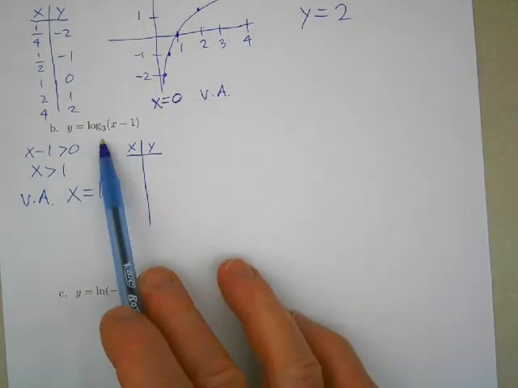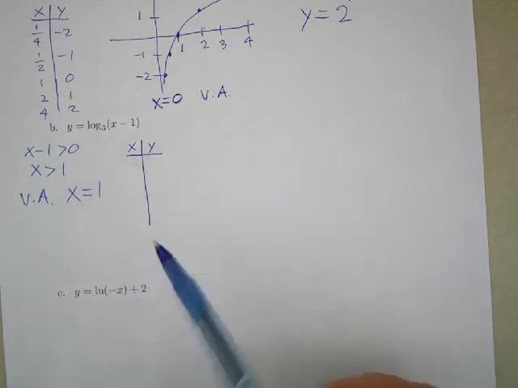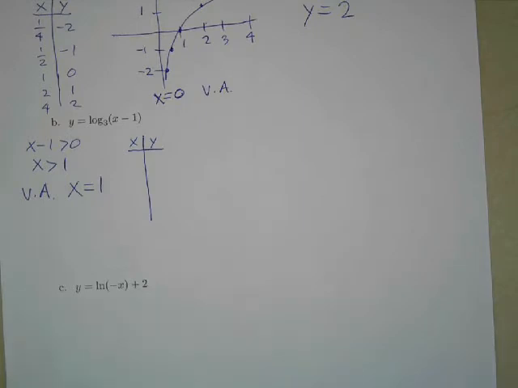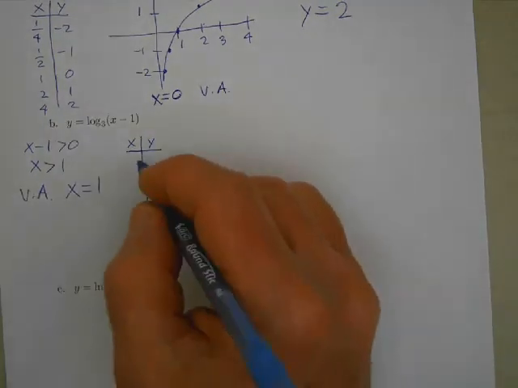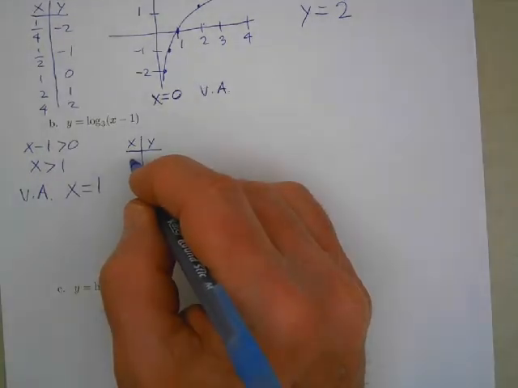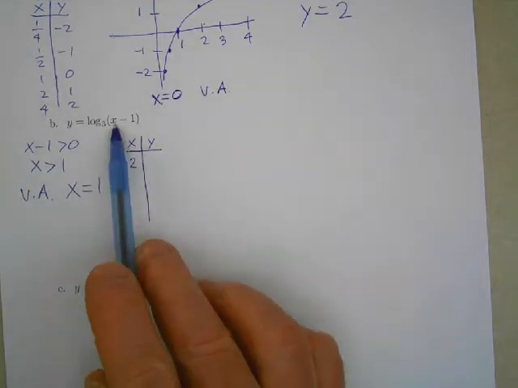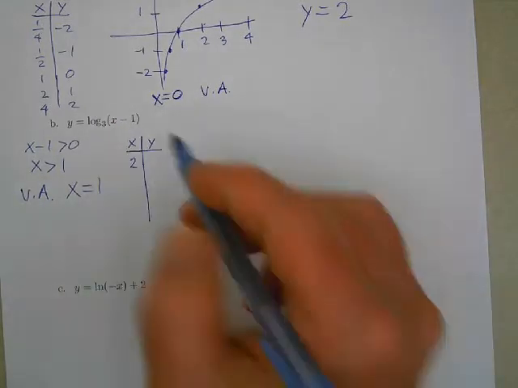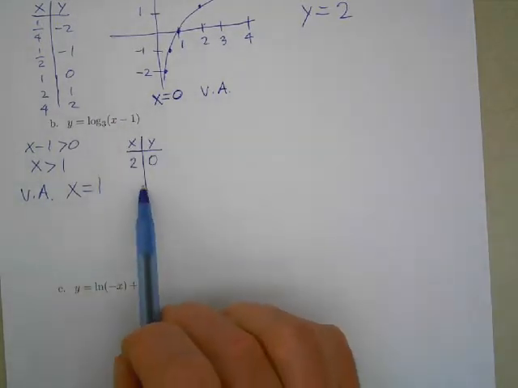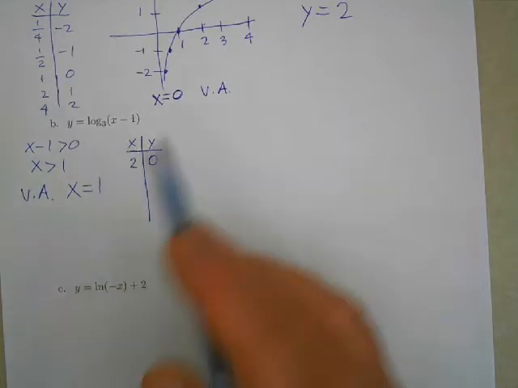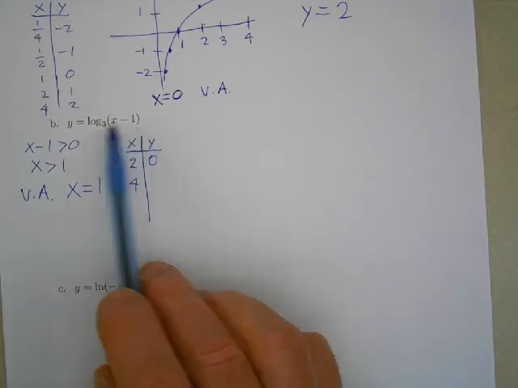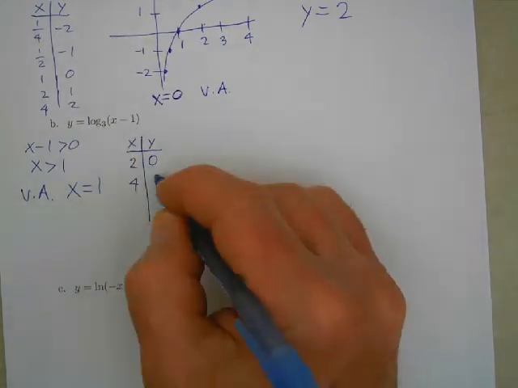Okay, so we'll pick some x and y values. And since it's a base 3 logarithm, I'll pick x to be, how about 2? So when x is 2, 2 minus 1 is 1, and log base 3 of 1 is 0. And then I'll pick x to be 4. 4 minus 1 is 3, and log base 3 of 3 is 1.